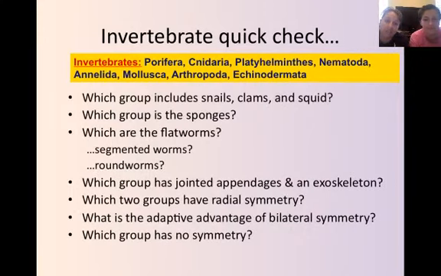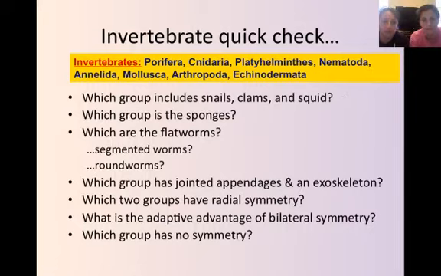Okay, so this is going to be an invertebrate quick check. It's like a little quiz on the invertebrates we've gone over so far, and there they are listed at the top. What we want you to do is jot these answers down in your notes, and they'll be part of your notes that we'll check when we check them in class.